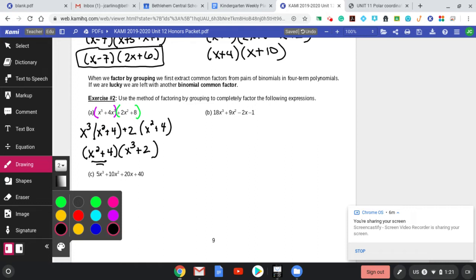All right, here we go. Next up, always try to group the first two and the last two. If it comes out to be the way we need, great. If not, we got to go back to the drawing board, and we can always rearrange the terms before we start. Okay, we can always rearrange them.